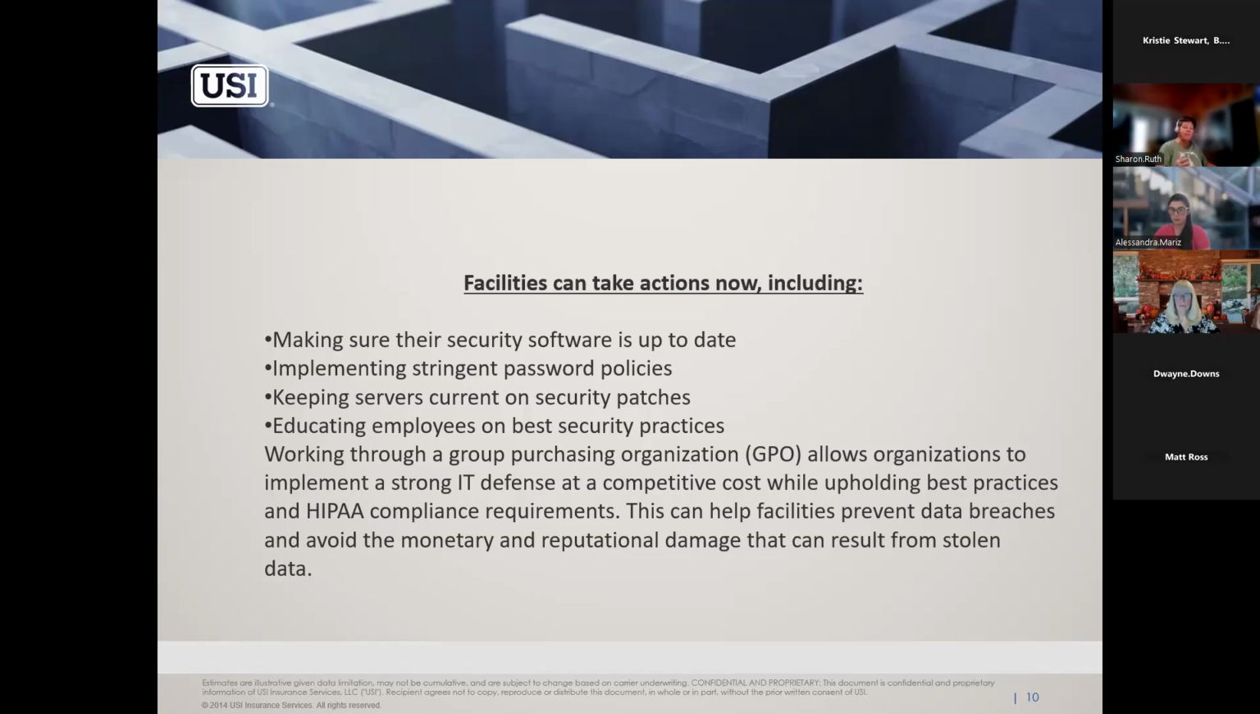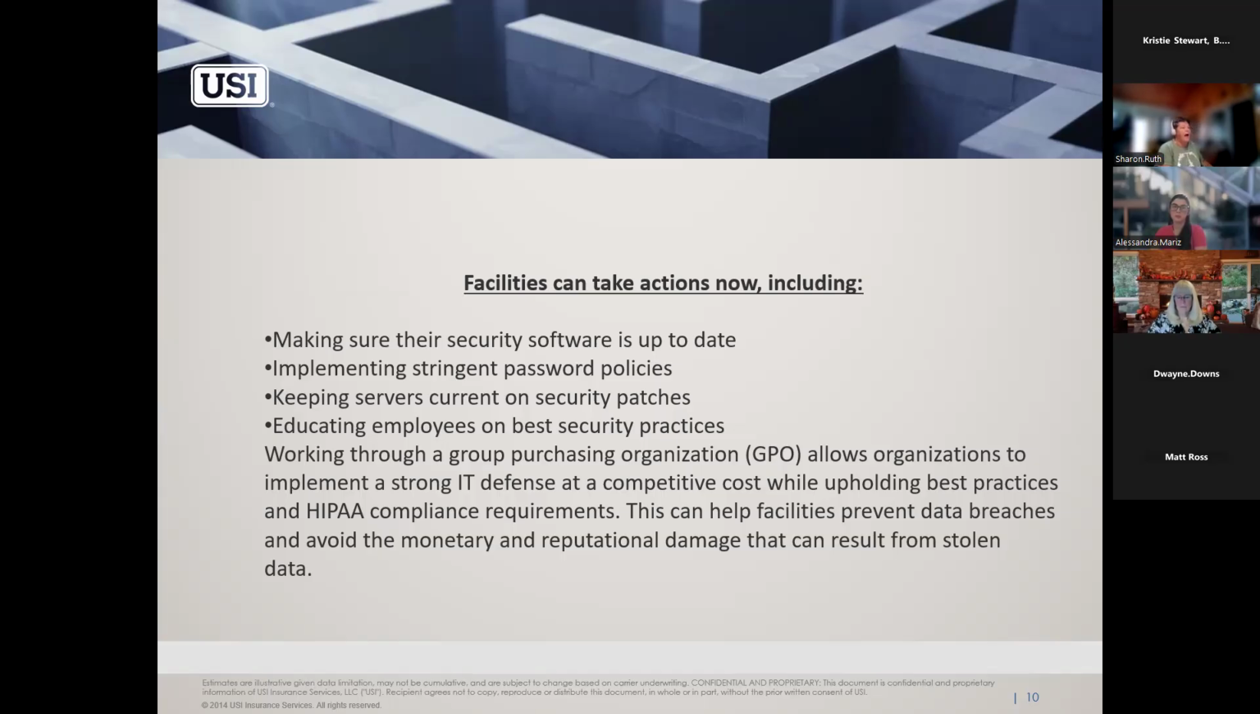Maybe every quarter, or every certain number of days or months, you just check in with them and say, hey, is our security software up to date? Have all of our computers been updated with the latest Windows updates or whatever? Even your EMR provider, is everything updated? Make sure you have good password policies.